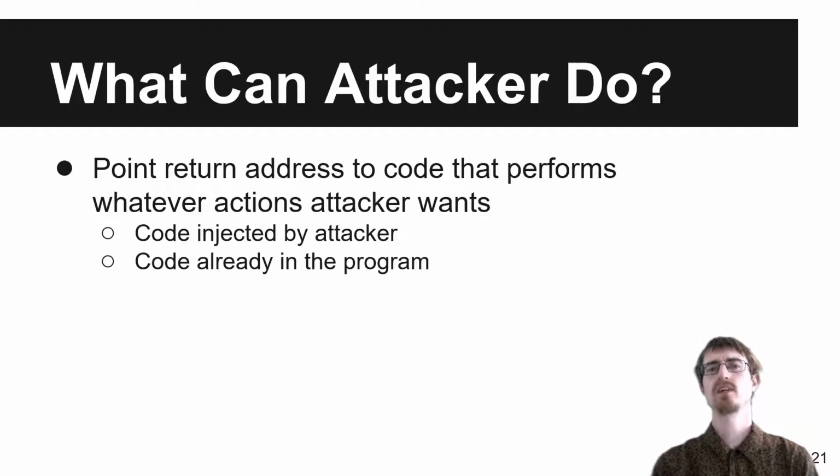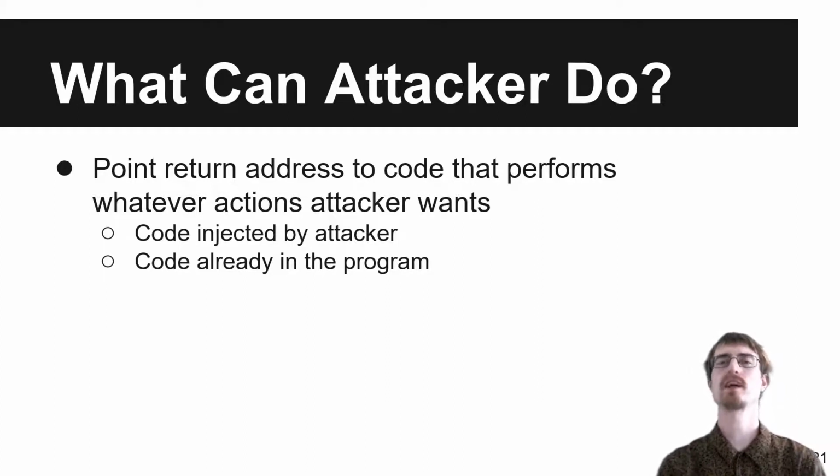So in a general case, what can an attacker do with an attack like this? The attacker can point the return address to code that does whatever actions the attacker wants. If we control the return address, we decide where the program continues. Now this could be code injected by the attacker themselves. So the attacker could find a way to put code into the program and then run it. Can you think of a way to inject code in this particular program? Well, the answer is the name. So you could put a name that has code inside. And if you know where it is, you could write a return pointer pointing back to this code.